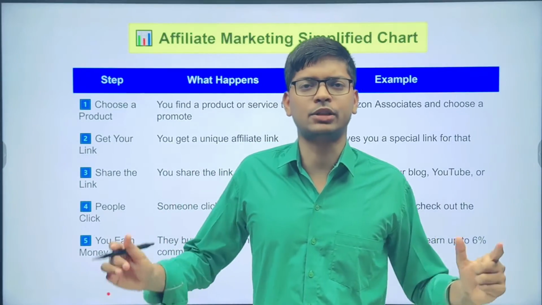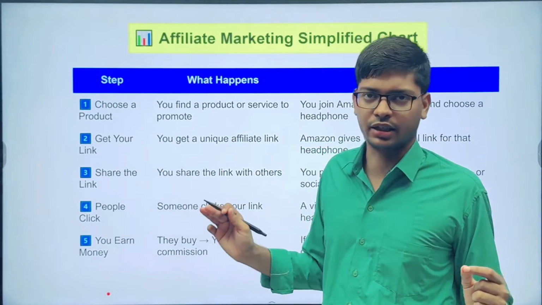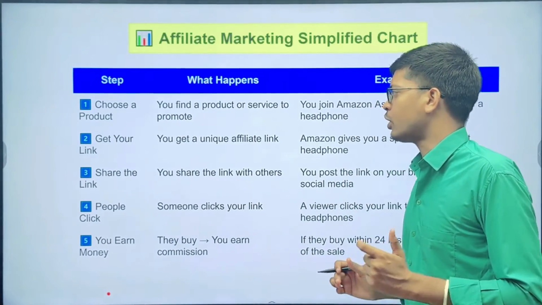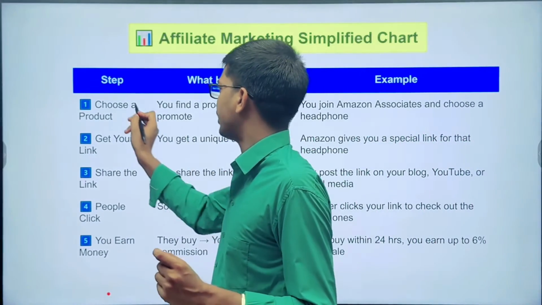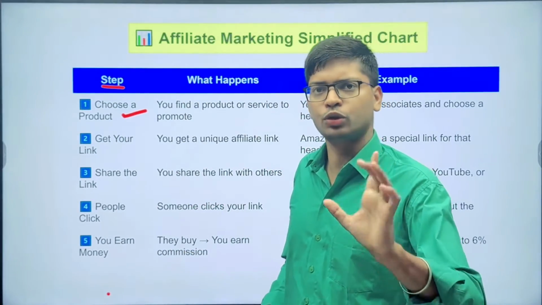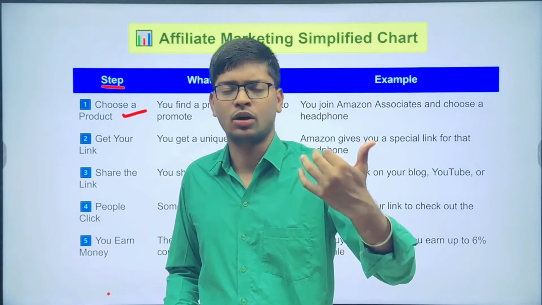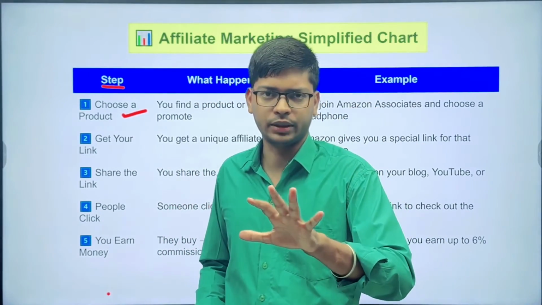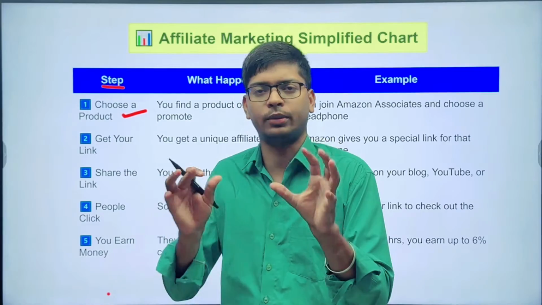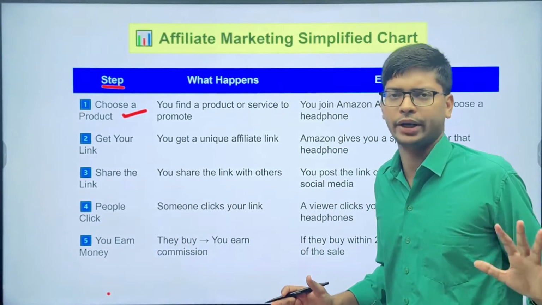First of all, I have a simple chart so you can easily understand affiliate marketing. Our first step is that you choose a product. Product means a service or a product. It can be whatever you want. You can choose any service or any product.